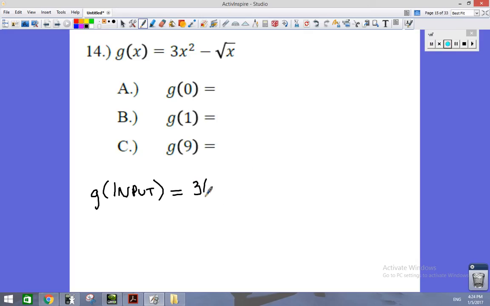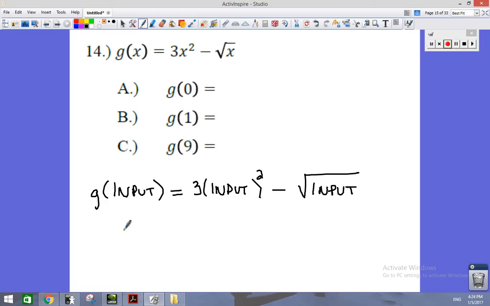Well, you have to have two numbers to subtract. So the first number, it takes the input no matter what it is, whether it's a number or an expression, and it squares it, and then it multiplies it by 3. The second number, it gets by taking the square root of the input, and it subtracts these two values.